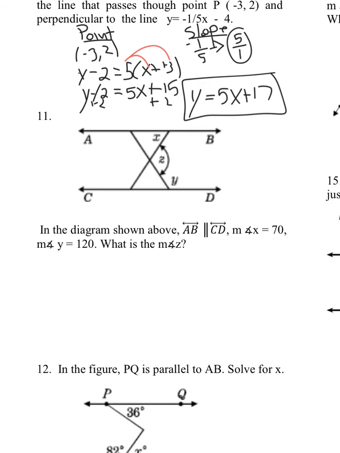Alright, in the diagram above, AB is parallel to CD. The measure of x is 70. And the measure of y is 120. What is the measure of angle Z? Alright, so there's several ways we can go about trying to figure this out. One of the keys here, since you have parallel lines, these are transversals, right? So this 120 right here also gives you 120 here.